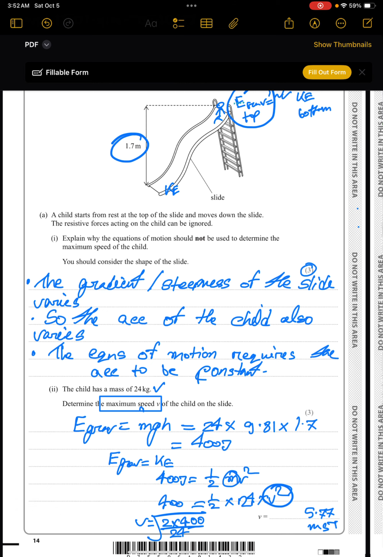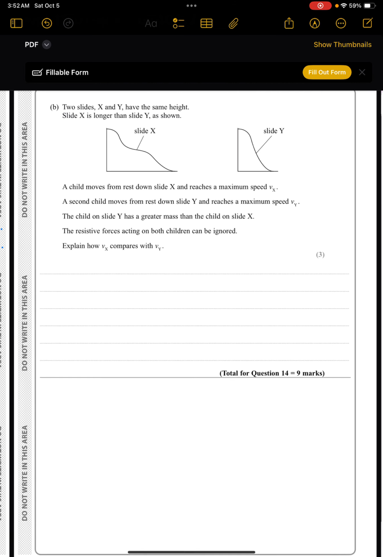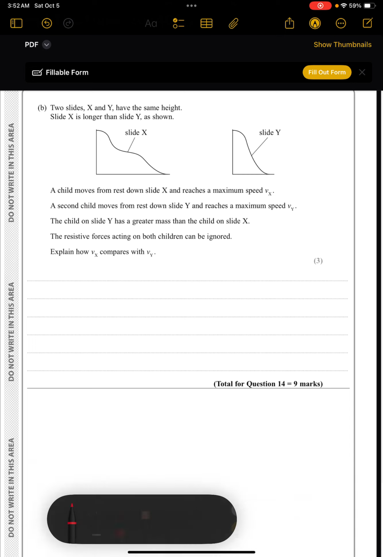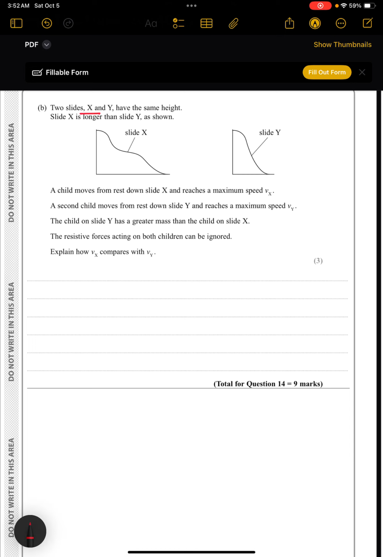So let's move forward and solve the next question now. In the next part of the question, they have asked us: two slides x and y have the same height. So this x and this y have the same height. Slide x is longer than slide y. So this x slide is longer than the y slide.